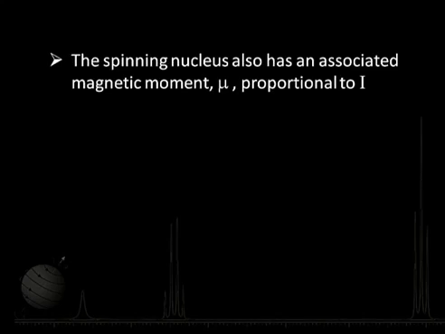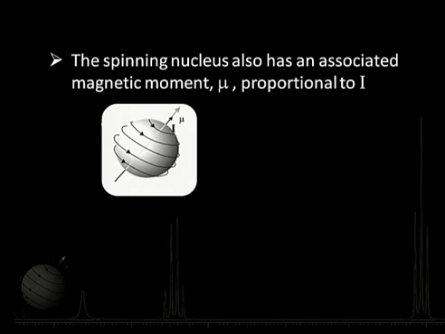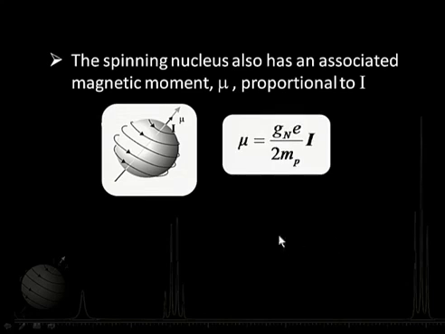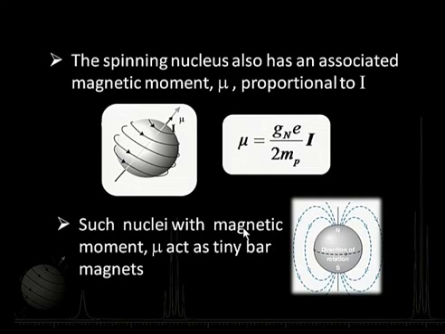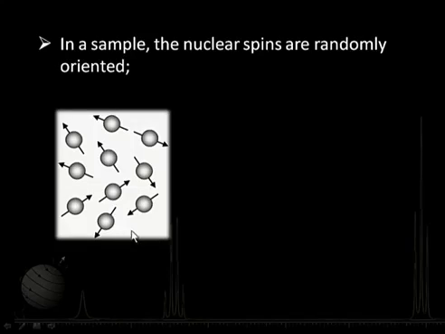Now, these nuclei which are spinning have an angular momentum, and also have an associated magnetic moment mu. This magnetic moment mu is proportional to the angular momentum I, and this is the kind of expression we have. Gn is the g factor there, e is the charge of the proton, and there is the mass of the proton here. Now, such nuclei actually act as tiny bar magnets. That means these nuclei which are spinning have a magnetic moment. If I take a sample of such a material, then all these tiny bar magnets are randomly oriented.